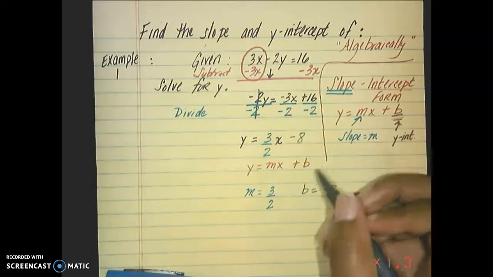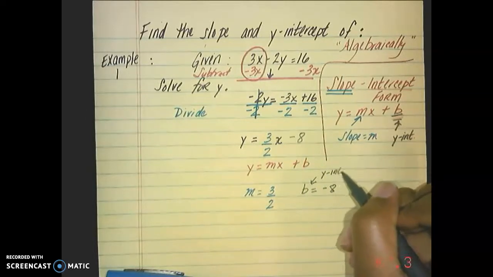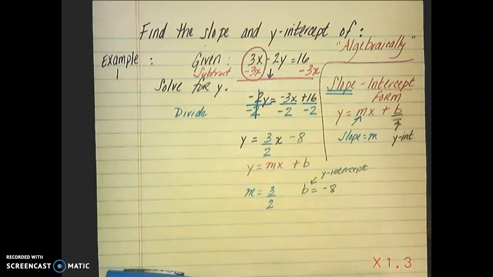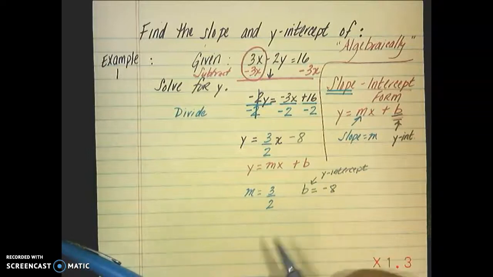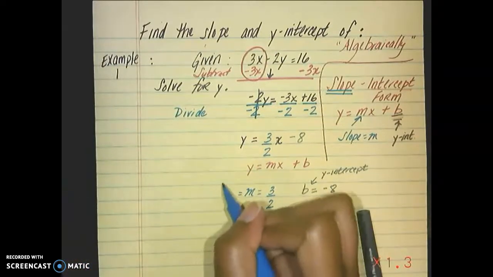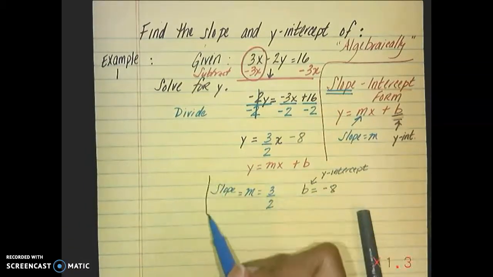I just want to point out that this b here is your y-intercept. Later on we're going to do a lot of things with your x-intercepts as well. So that right there, in and of itself, just answered the question that was being asked: what is your slope and what is your y-intercept? Okay, so just like that, we are done, folks.